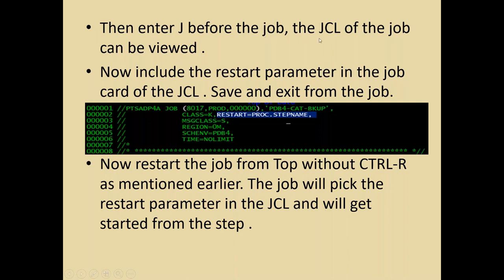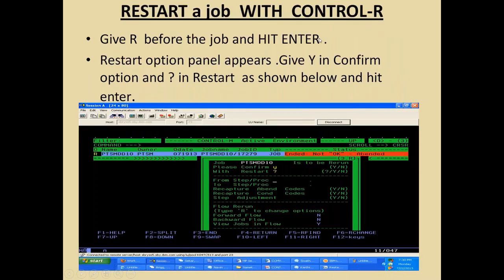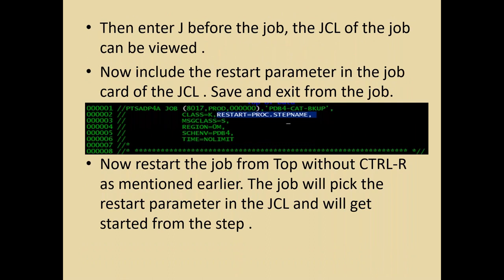Okay, then enter J before a job. The JCL of a job is expanded. The JCL of a job can be viewed. Now include the restart parameter in the job card of a JCL. So here I am including RESTART equal to procstep.stepname, that is a particular proc step name. Like suppose JSTEP1 is a job step which is calling your proc A. So what I will do is, I will give JSTEP1 dot, and inside that proc whatever step is there, that step I will give to restart.